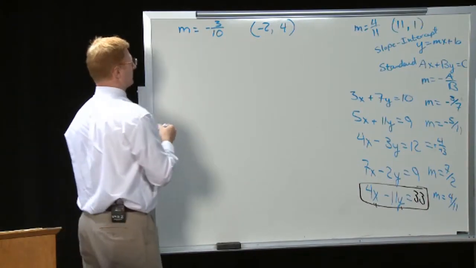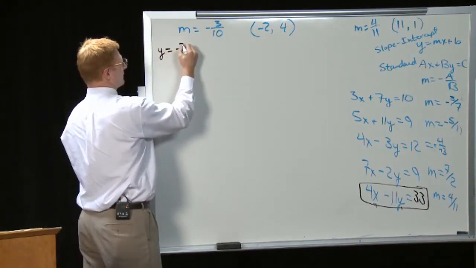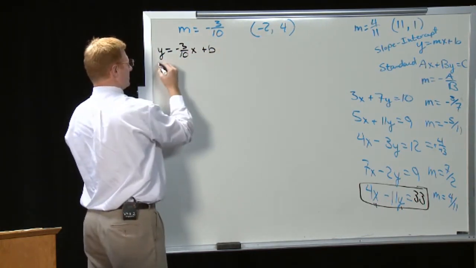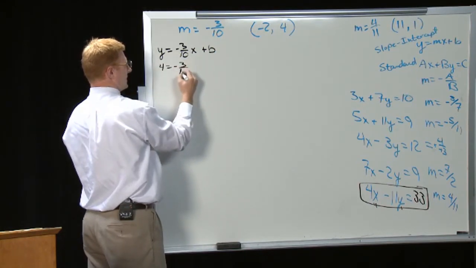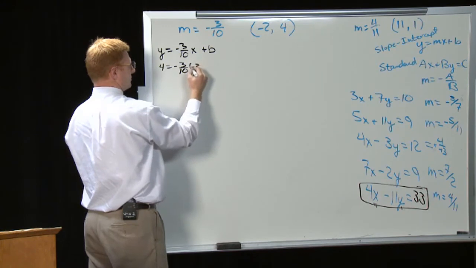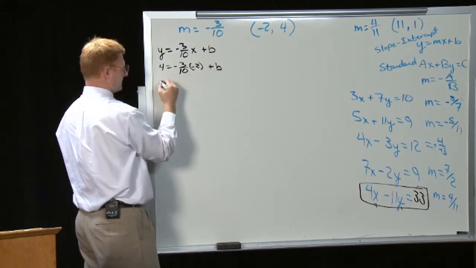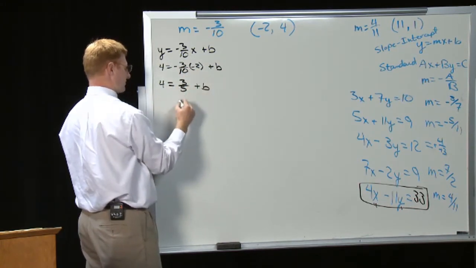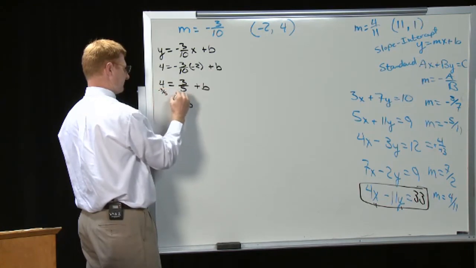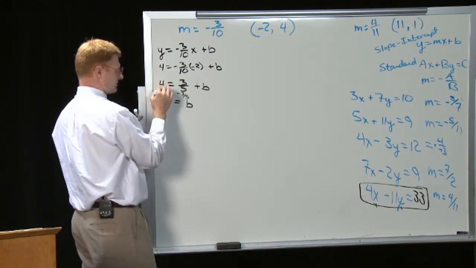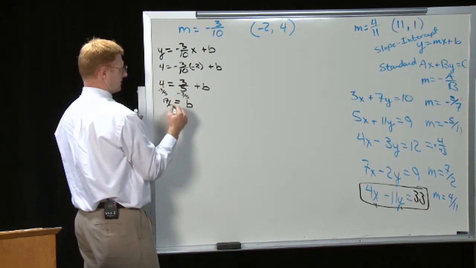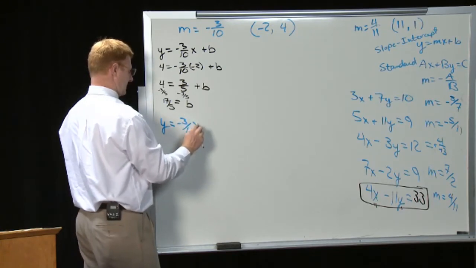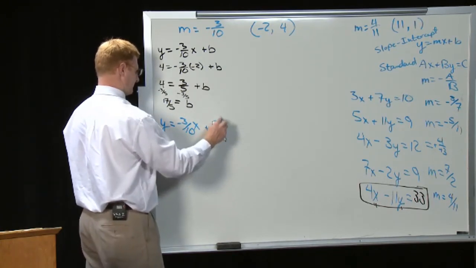So, slope-intercept does this. You're going to write y equals negative 3/10 x plus b, and we have to use this clue to find out b. So we stick a 4 in here, negative 3/10 times a negative 2 plus b. That's 4 equals 6/10, which is 3/5, plus b. Subtract 3/5 over. 20/5 minus 3/5 is 17/5. So the end result is y equals negative 3/10 x plus 17/5.